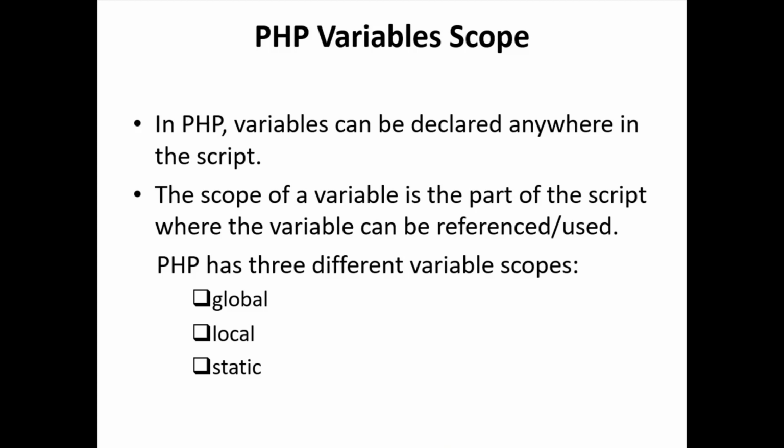So in PHP, variables can be declared anywhere in the script. Wherever you want, you can declare the variables. The scope of a variable is the part of the script where the variable can be referred to or used. You can declare the variable anywhere in the script, but the scope will make a difference. There are three different variable scopes. The first is global, the second is local, and the third is static. Let's discuss all three one by one.